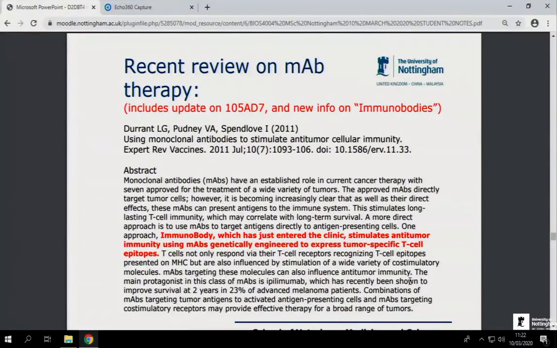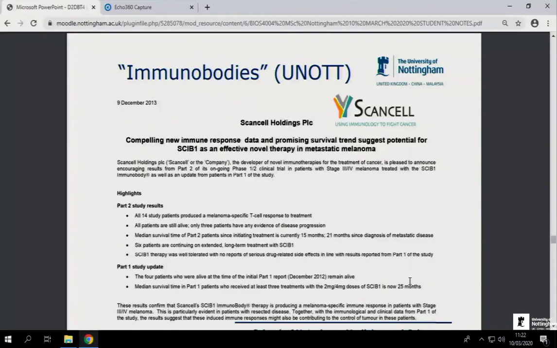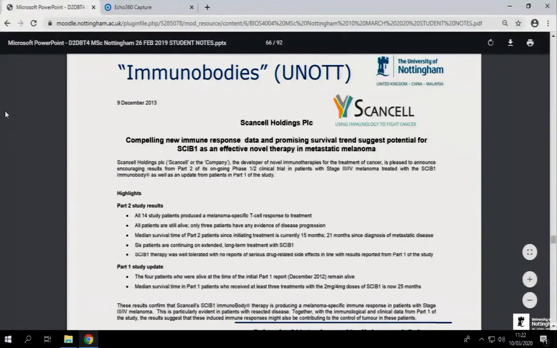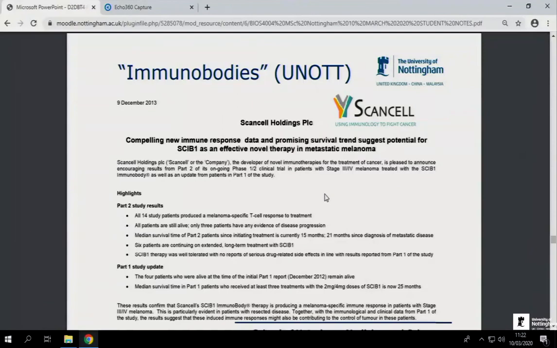Right, there's another review. I'll just give you loads of reviews to look at. So Lindy Durrant, LG Durrant, is the one to take note of, because she is now from the company at Nottingham called ScanCell. And ScanCell makes what are called immunobodies. What they're doing is a new immune response system where they are modifying antibodies just as we described, but they're also sticking onto them T-cell activation markers.